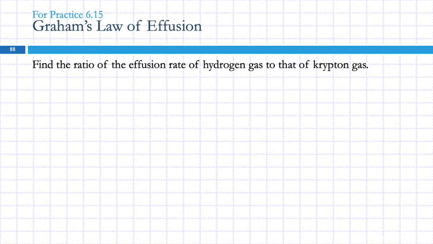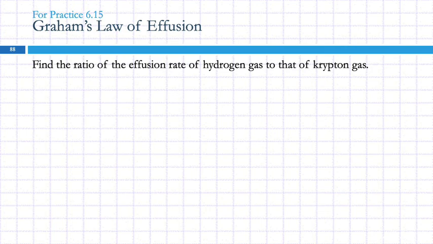Find the ratio of the effusion rate of hydrogen gas to that of krypton gas. These questions bother students a lot because, look, there's no numbers. But I have to use an equation and calculate a number, and I'm not given any numbers. This is somehow wrong, right? Okay, so we're going to use Graham's Law of Effusion, and we're looking at the ratio of hydrogen to krypton.